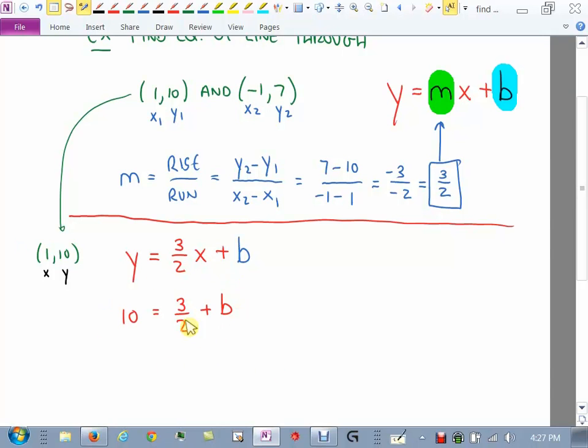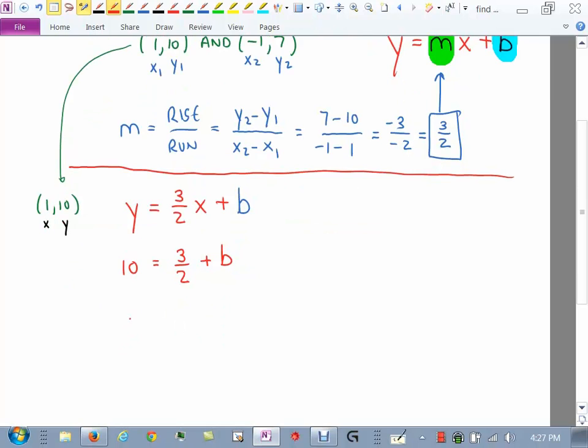Now look at what's happened here. By using that point, I got rid of my x and my y, and I have just b in here. So now all I have to do is solve this for b. So subtract 3 halves on both sides. And your favorite part of math, fractions.